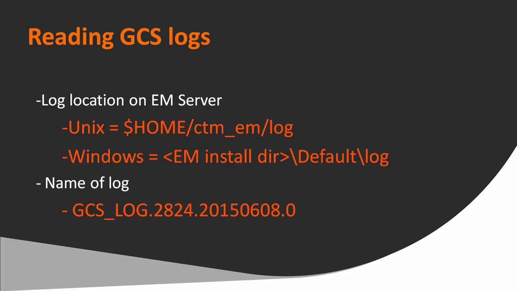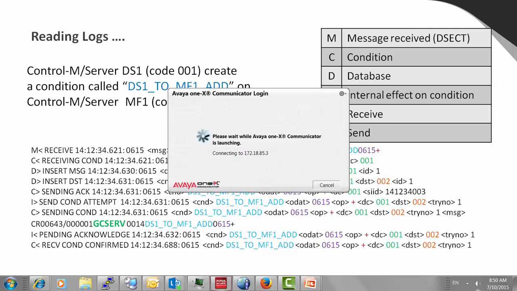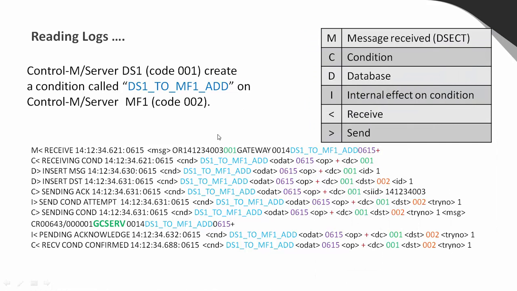So let's take a look at the GCS log. This is a log that was generated the other day when Richard was doing his testing. ds1_to_mf1_add condition was created on control server ds1, and eventually that condition was also created in mf1. Each transaction type will be represented by a character illustrated above in the gray colored table. So let's take a look at a few lines here and let's see how the GCS log flows.